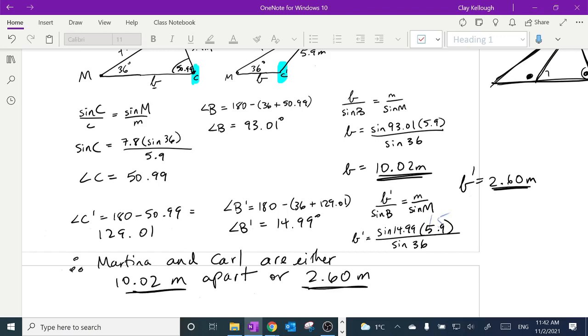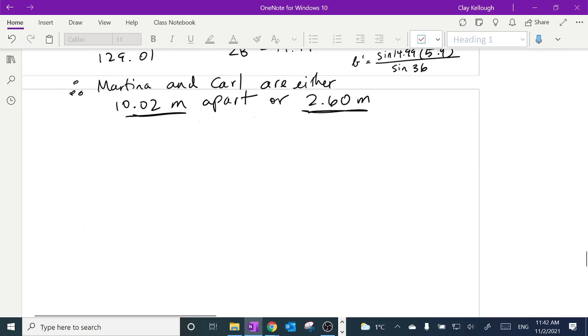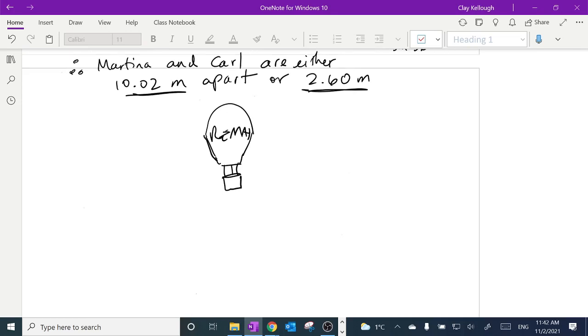And basically, the difference between the two answers is either you have a balloon. Oh man, that's supposed to be a balloon. Like a Remax balloon. There you go. And they have a balloon. I know that this is more like a balloon you send people into space, not weather equipment. But either Martina is holding her rope here, and Carl is holding his rope over here.